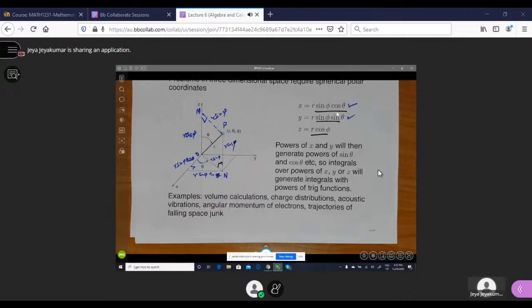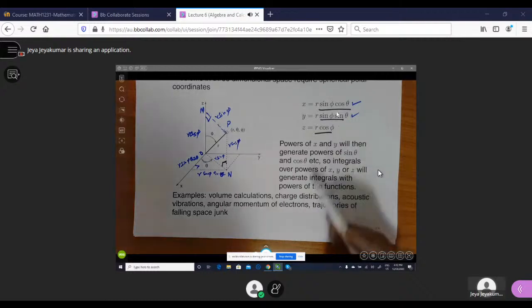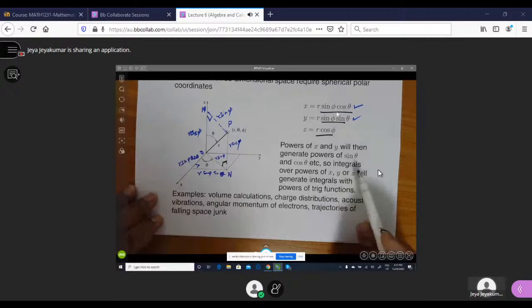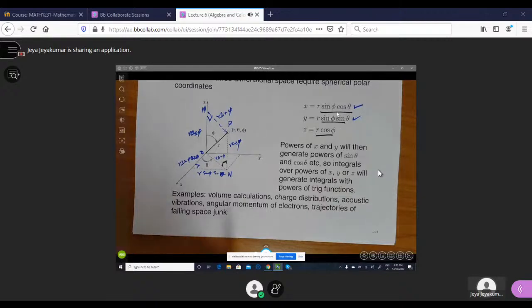For example, if you are studying physics, there are examples in physics, volume calculation, charge distribution, acoustic vibrations, angular momentum of electrons, trajectories of falling space junk, they can be described and calculated using the spherical polar coordinate system. Okay? So when you calculate the volume and so on, you will end up working with integrals of products of trigonometric functions. Because x is given as a product of trig functions here, this will generate powers of trig functions. Anyway, this is just a motivation for studying integration of trig functions.